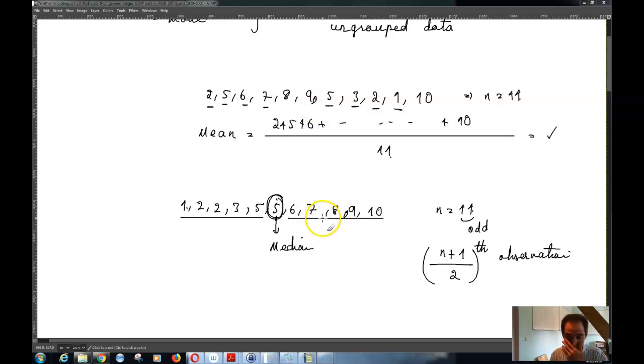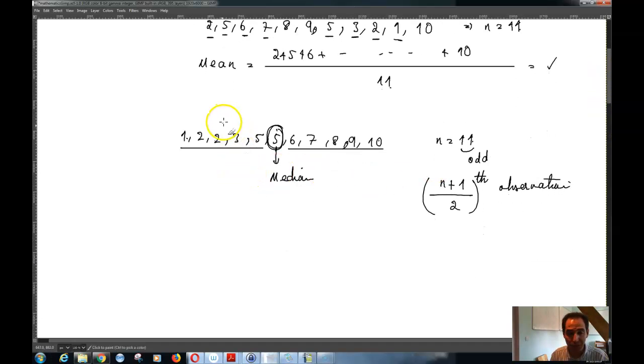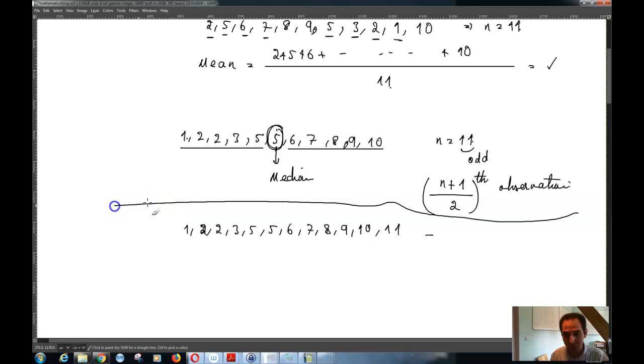Now, in case that, for example, suppose that your data looks something like this: 1, 2, 2, 3, 5, 5, 6, 7, 8, 9, 10, and add an 11 here. So now the number of observations that I have is 12. Now my n is equal to 12, right?